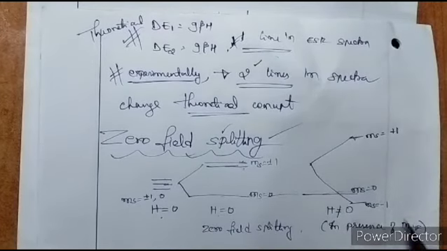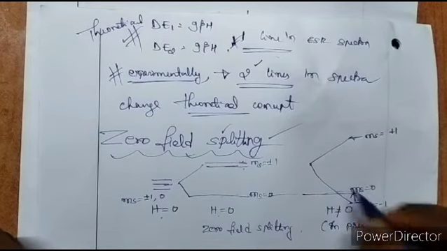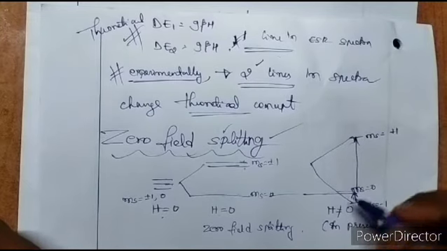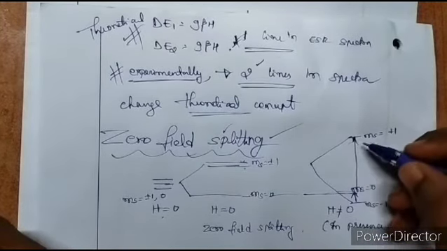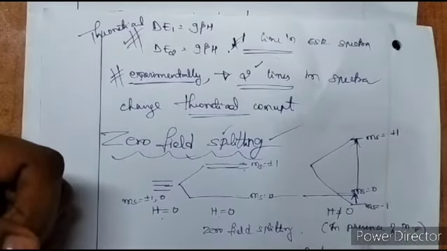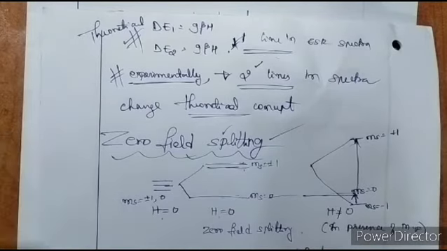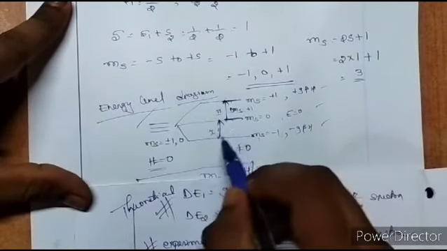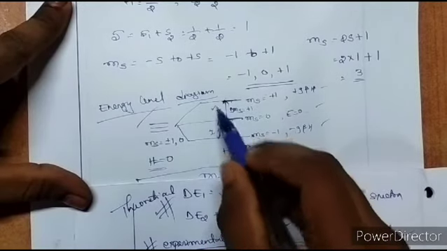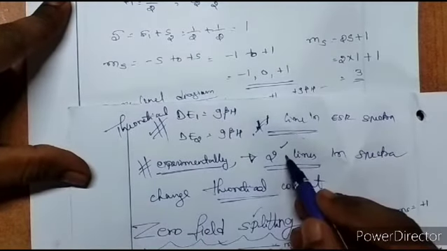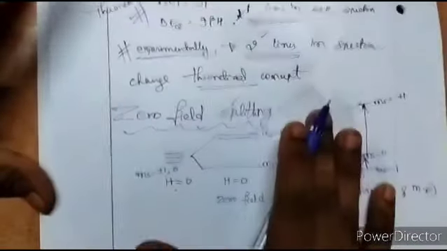Now you can observe that there are two different transitions of different energies. The energy required for this particular transition is less, while the energy required for this particular transition is more. As a result we can expect two lines. As the energy for both the transitions is different, we expect two transitions. This is what zero field splitting is. While in the earlier energy level diagram, the energy required for this transition and this transition is the same, right? As a result we expect only one line, but experimentally two lines are observed for the system with two unpaired electrons.